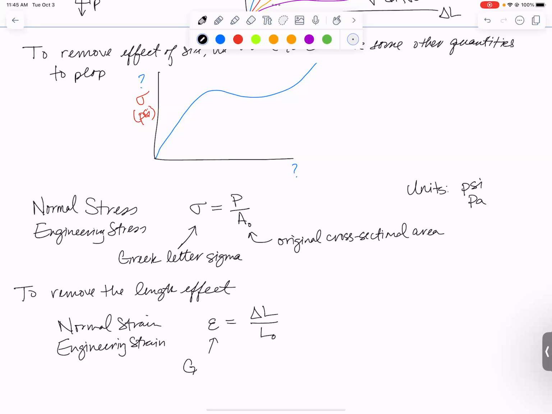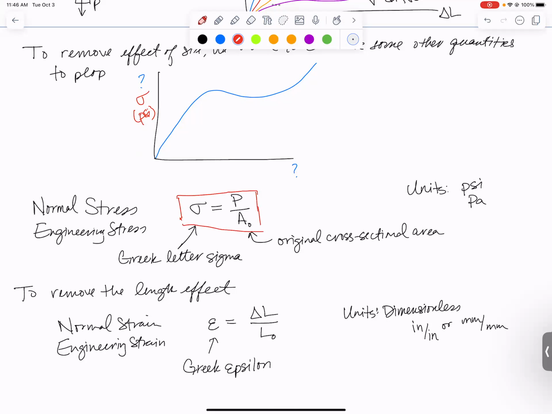This is the Greek epsilon, and its units are actually dimensionless. Sometimes people will call it inches per inch or millimeters per millimeter, but technically that's dimensionless because those inches cancel and those millimeters cancel. So we have two key equations so far for today: the definition of normal stress and the definition of normal strain.